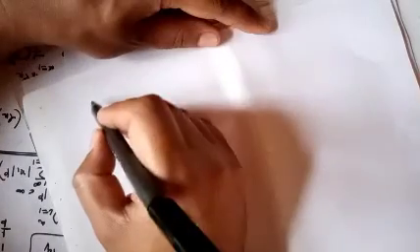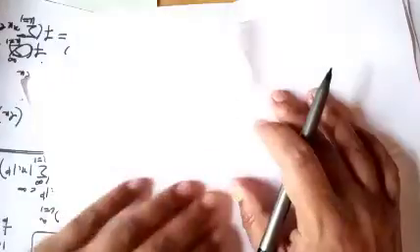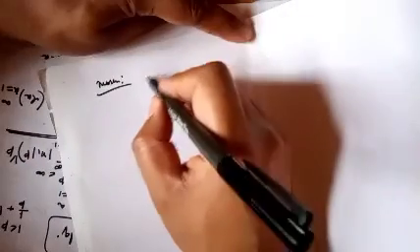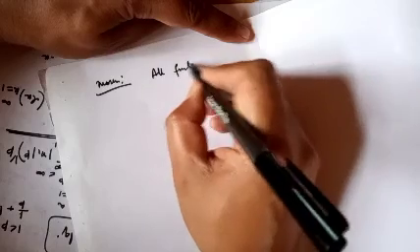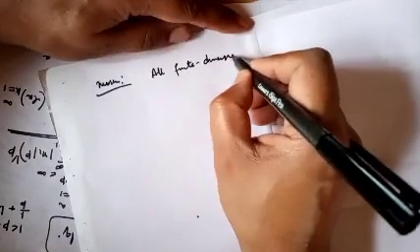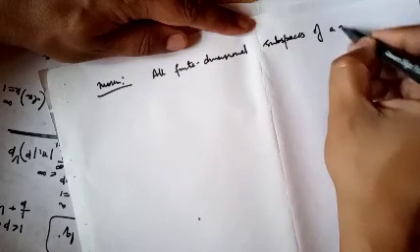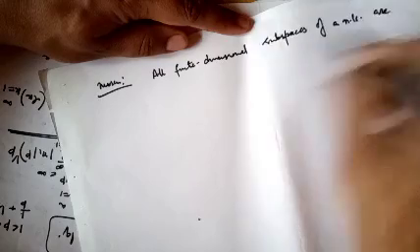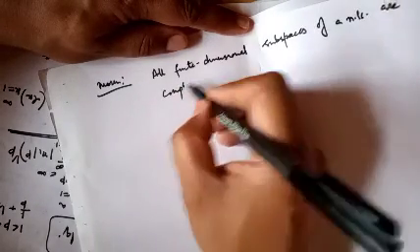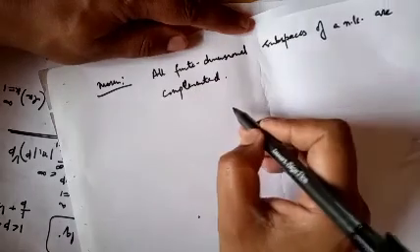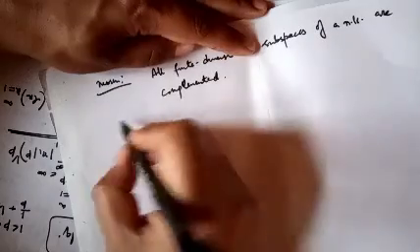And one of the consequences of the Hahn-Banach theorem that I didn't do, let's do it now, is that, let me write it as a theorem, that all finite dimensional subspaces of a normed linear space are complemented, which is what I said at the end of the previous lecture. What is a complemented subspace of a normed linear space? Now, proof.